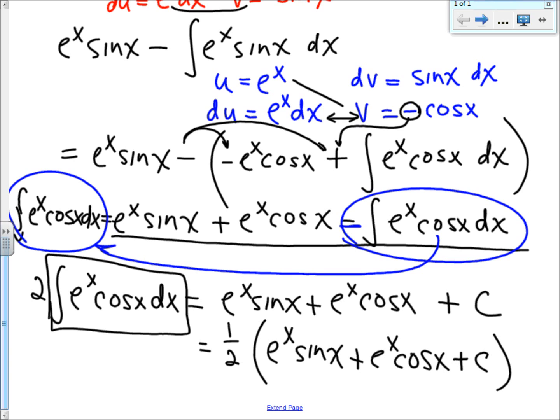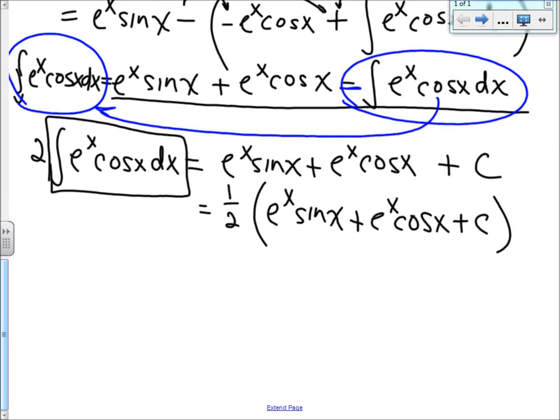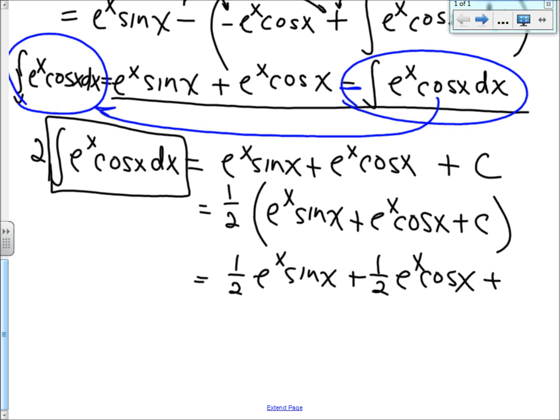That's it. Now I could clean this up to be 1/2 e to the x sine x plus 1/2 e to the x cosine of x. And of course, what would I do with the c? 1/2 of c is just still c. And that's how you do those. When they start to alternate back and forth, you only have to do it twice. Good news, because eventually you'll get a match where you bring it to the other side. And that's how you do number 8, and then the rest of them associated with that.